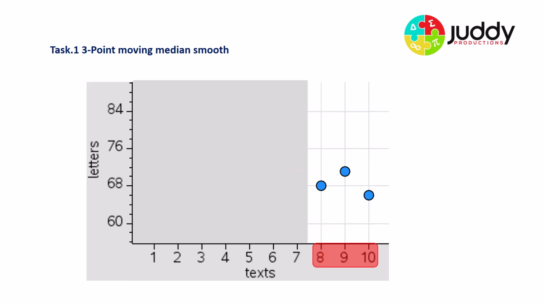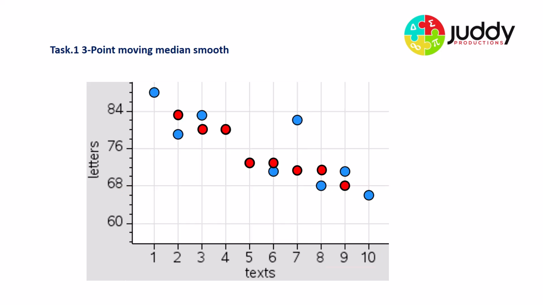point. Final one, 8, 9, 10. Again, this represents a median text of 9, 1, 2, 3. So this will be a median letters of 68 by our scale. So 9 and 68 is our coordinate. So there's our 3-point moving median smooth.